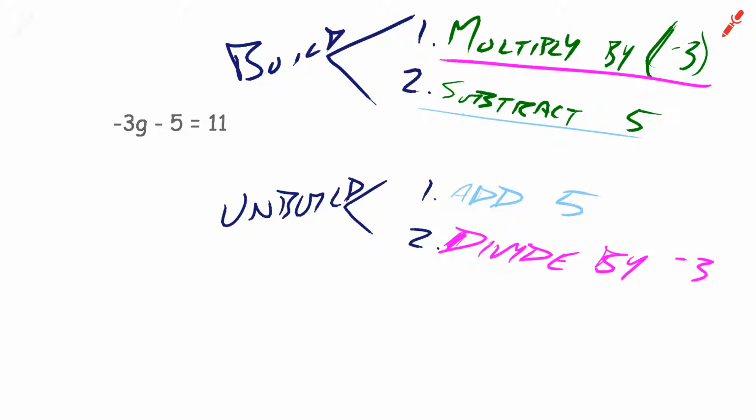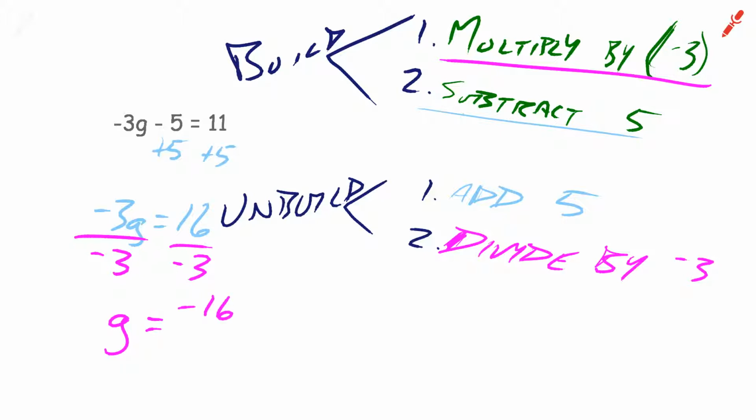So now let's go ahead and see if we can just use this method real quick. So I add 5 to both sides. And I get negative 3g equals 16. I'm going to change colors to match. Divide by negative 3. Divide by negative 3. G equals negative 16 over 3. I'm going to give you guys a few seconds to catch up with me.